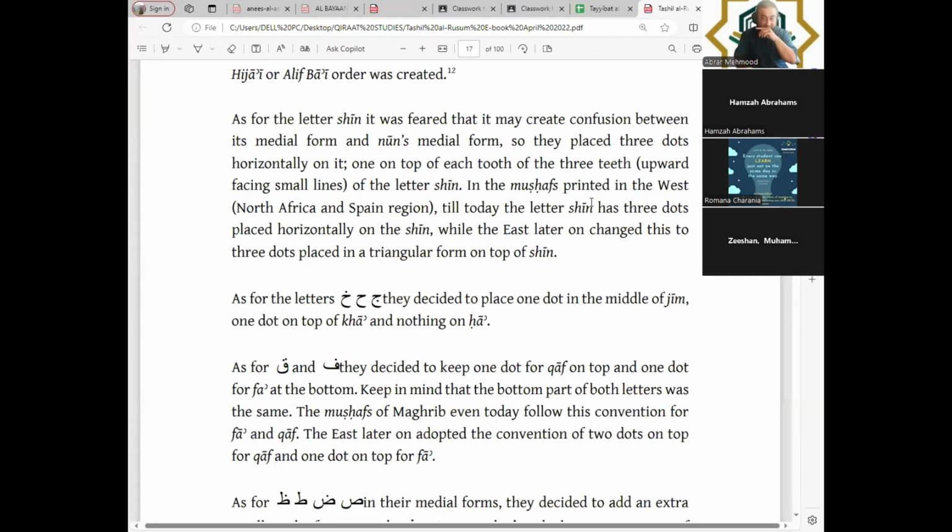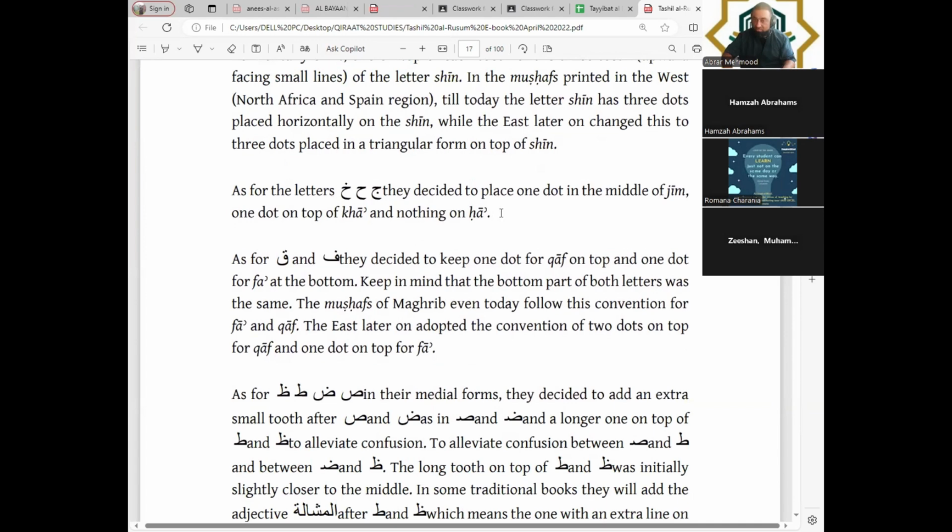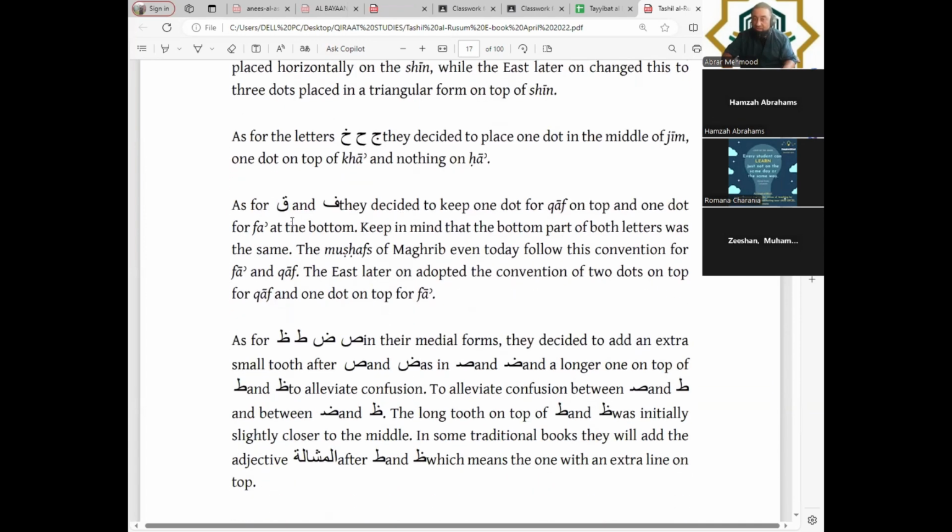So already one difference in the context of Sheen that you should come across: if you see some of the Masahif of North Africa and Spain, what you will see today is that on Sheen the dots will be like this, in a straight line. But in the other Masahif, the South Asian and the South African, 3 dots, and you'll see that more so in other places. Again, Jeem, Ha, Kha, very clearly how it's done. Fa and Qaf, how it was the same, and then how it was changed. Again, beautiful really in how things have been differed. So 1 dot for Qaf on top and 1 dot for Fa at the bottom.